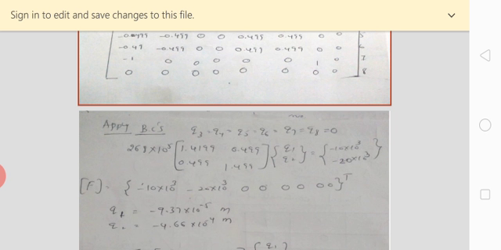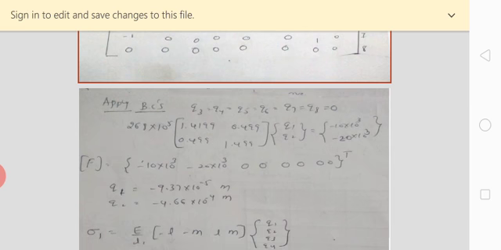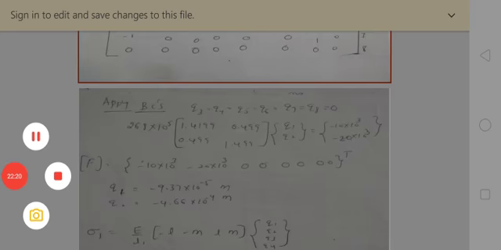And the global force vector I have represented. I already told you, F1 and F2 are given: F1 is minus 10 into 10 to the power 3, and F2 is given in the downward direction, that's why it is minus 20 kilonewton. Okay, see, this is what we are going to do in this class.